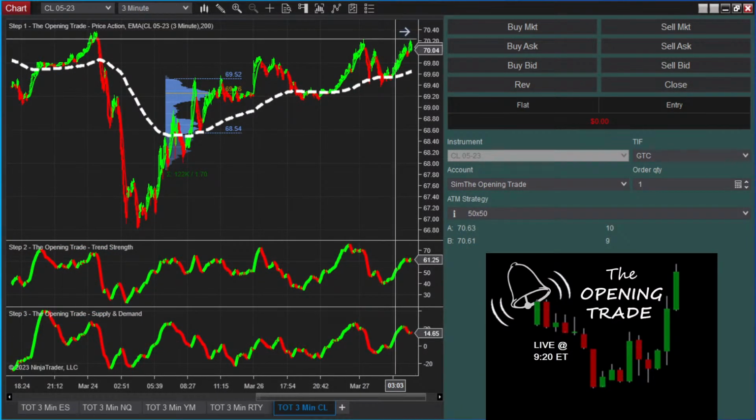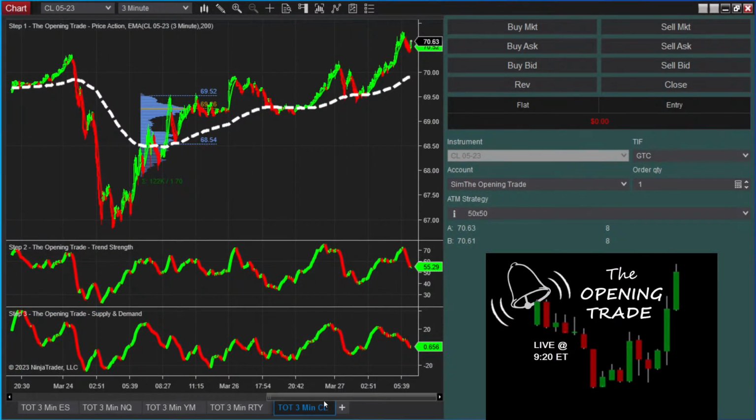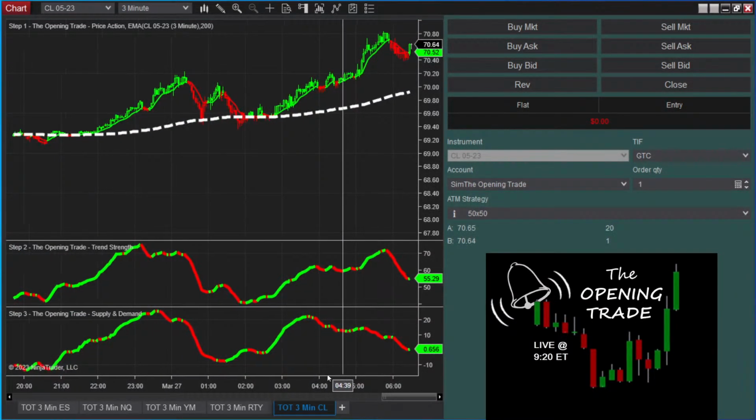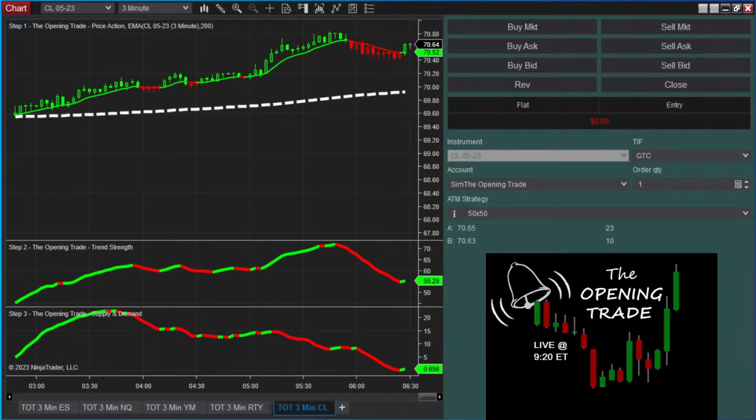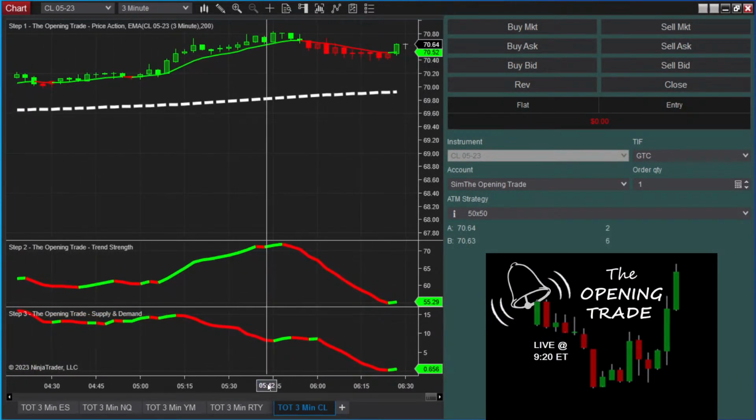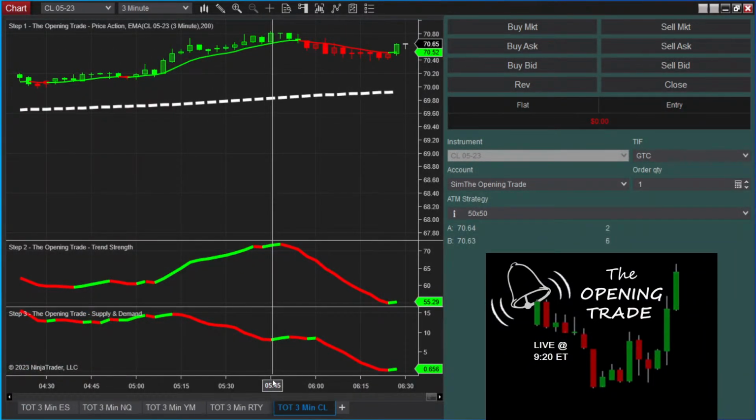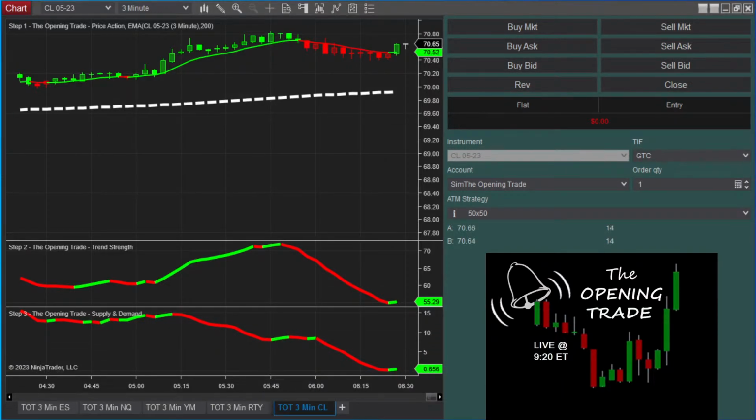Everything is pretty close to the 200 period EMA. That does not bode well for the automated trading because we need it to be far away. When it's really close to the 200 period EMA, there's not really much room to be for me. All right, so let's take a look.